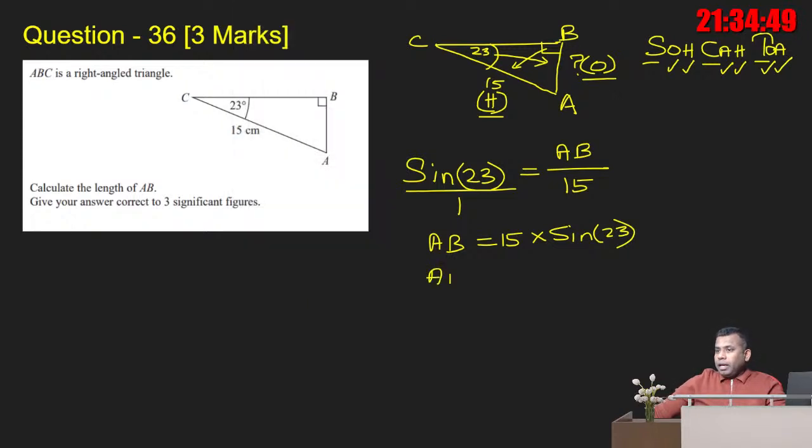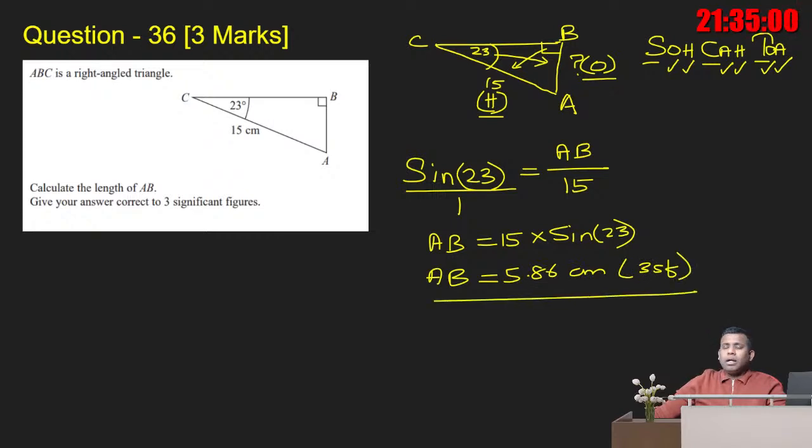So AB equals 5.86 centimeters to 3 significant figures, right? So it is not a harder question. If you can see the marks, it is a 3 marker, no problem at all. You can grab these marks easily by using the standard trigonometric formulas, right?